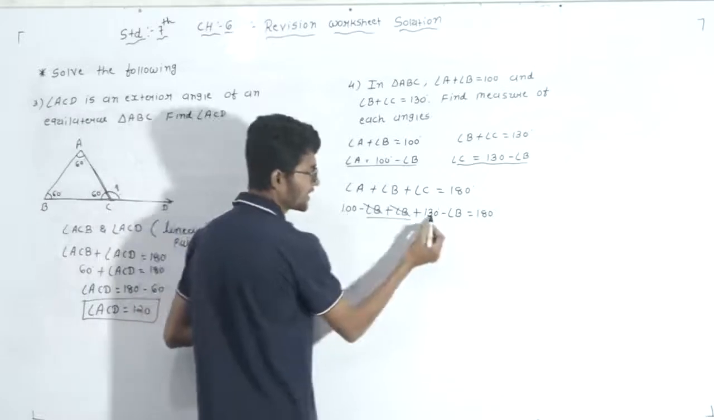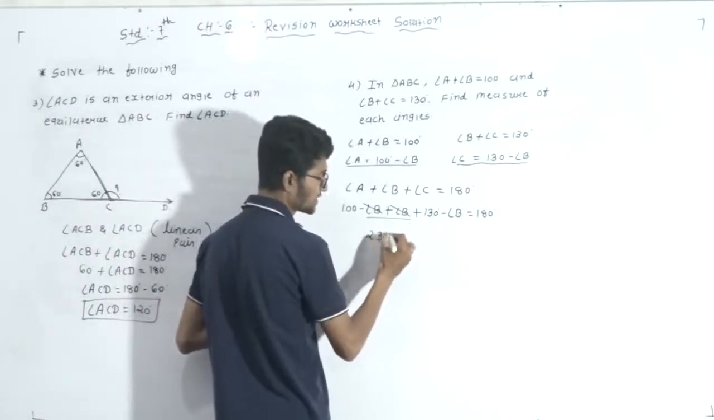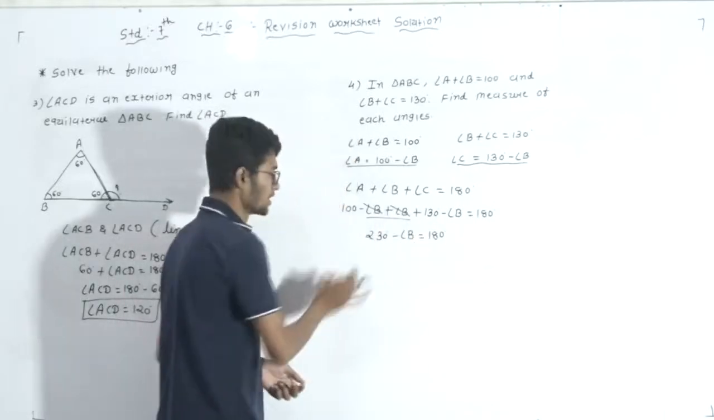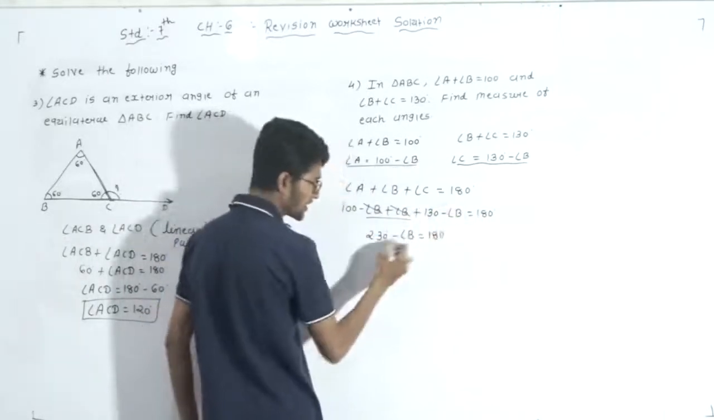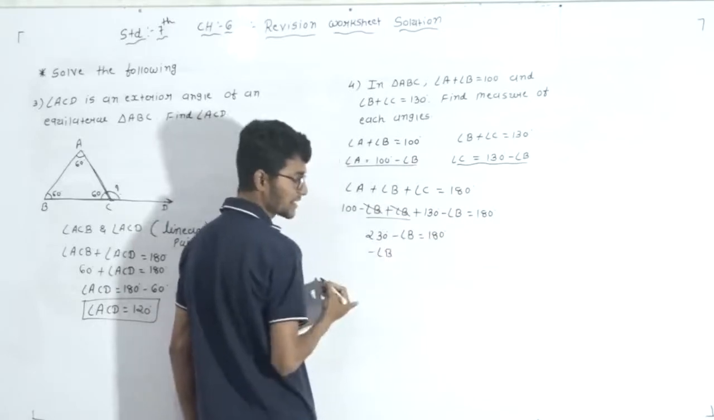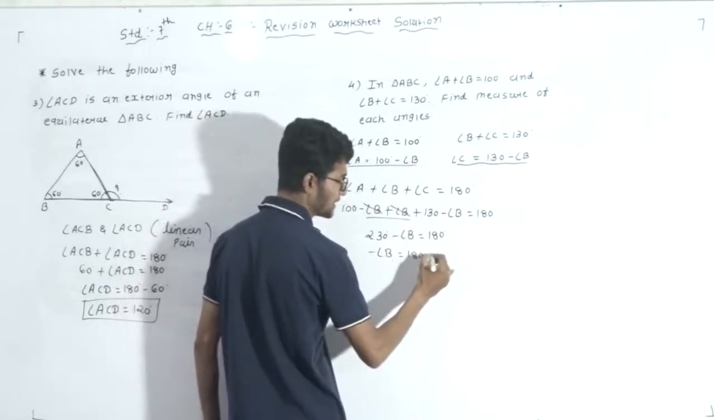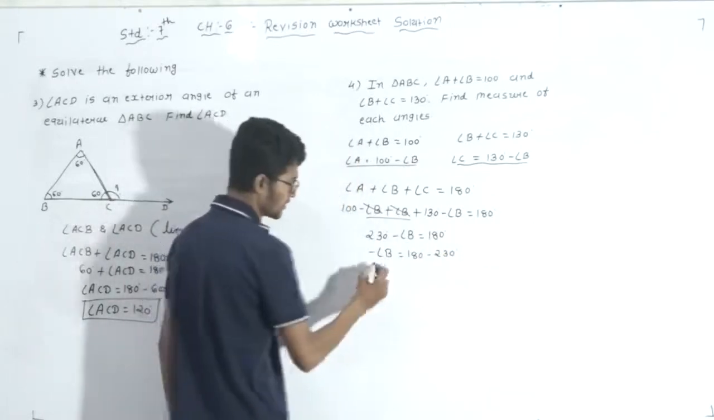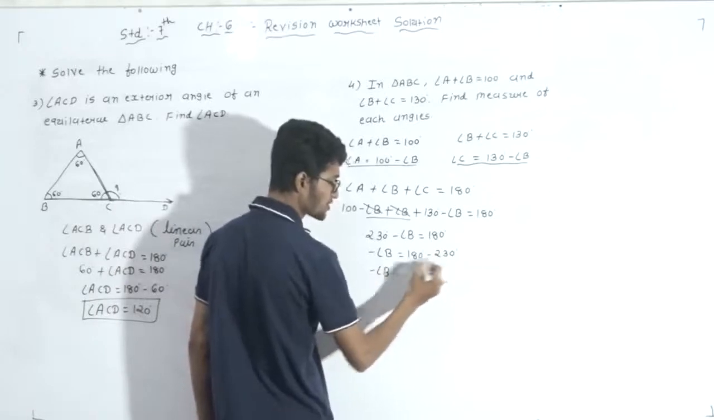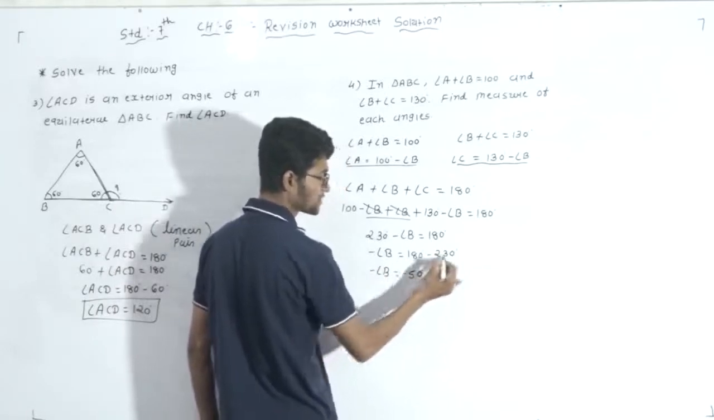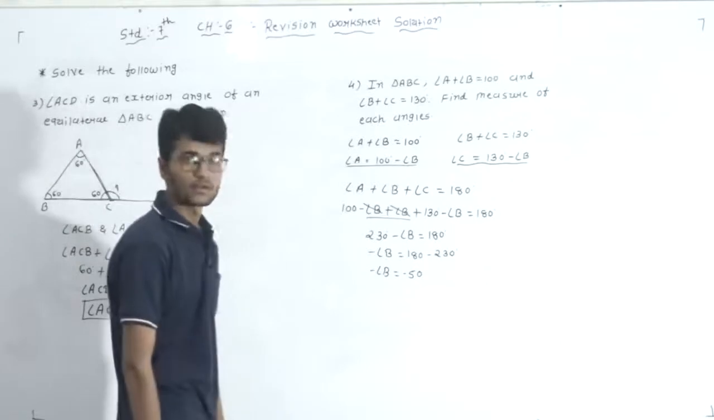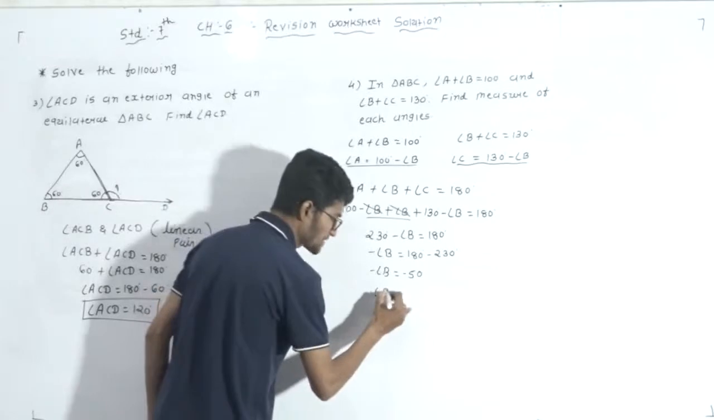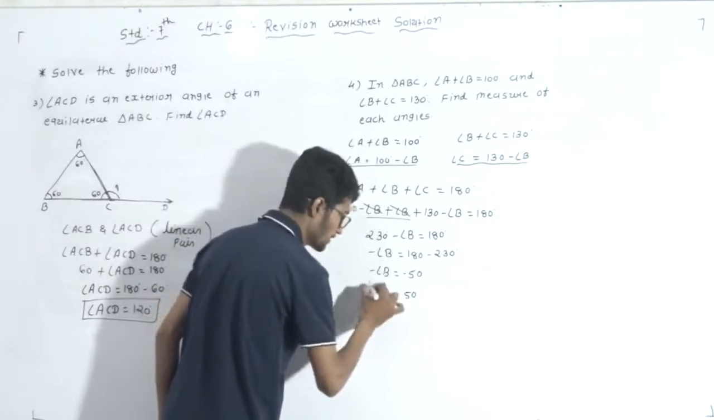Then 100 and 130, the total addition is 230 minus B is equal to 180. This 230 goes to this side. So remaining only minus angle B is equal to 180 minus 230. If you subtract these two, it means 50, but in minus, because 230 is the bigger number. So minus 50. Minus on both sides cancels, so angle B is equal to 50.